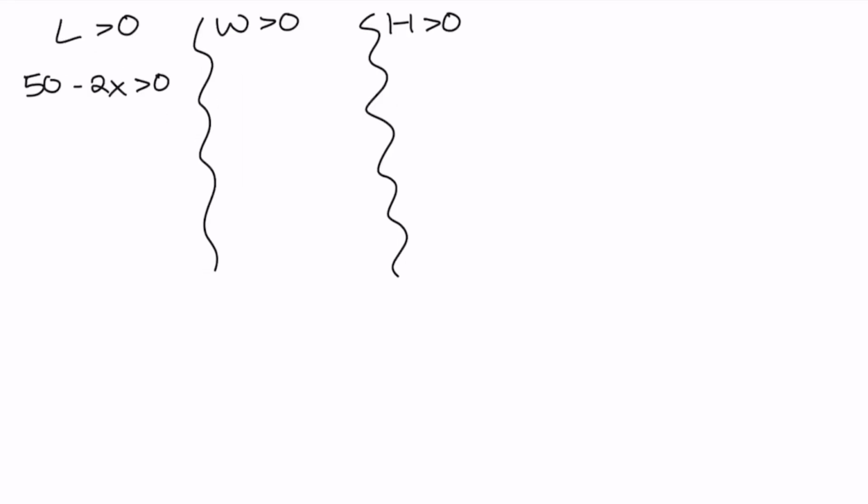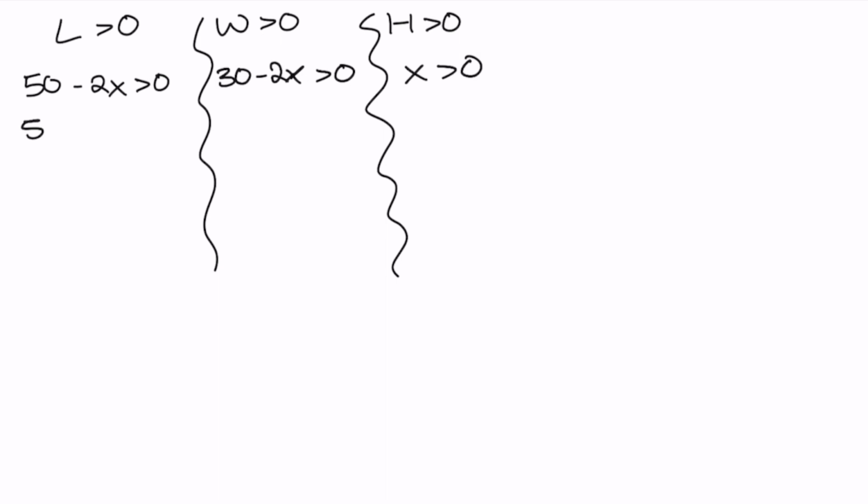So the width in terms of x is 30 minus 2x. So that also must be greater than 0. And the height is just x, so x must be greater than 0. Now we want all three of these things with x on one side of the inequality and some number on the other side. So we're just going to rearrange these.